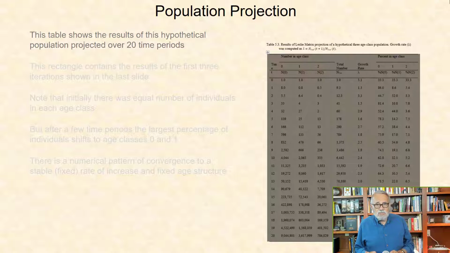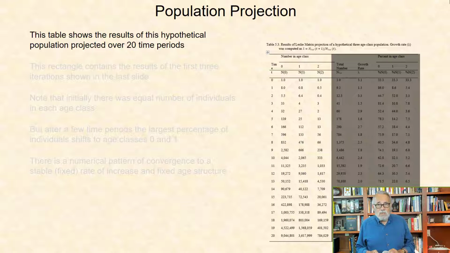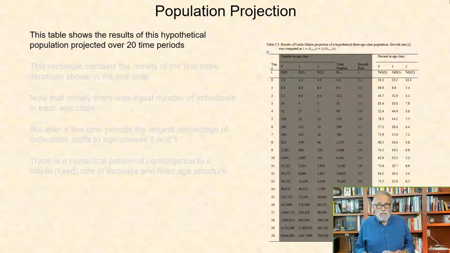This table shows the results of this hypothetical population projected over 20 time periods. The first column is time from 0 to 20. The next 3 columns contain the numbers in each of the 3 age classes. This next column is total number in the population over all of these 3 age classes at each time. And the next column is growth rate, which is the ratio of the number at time t plus 1 divided by the number at time t. And the last 3 columns contain the percentage in each age class at each time.